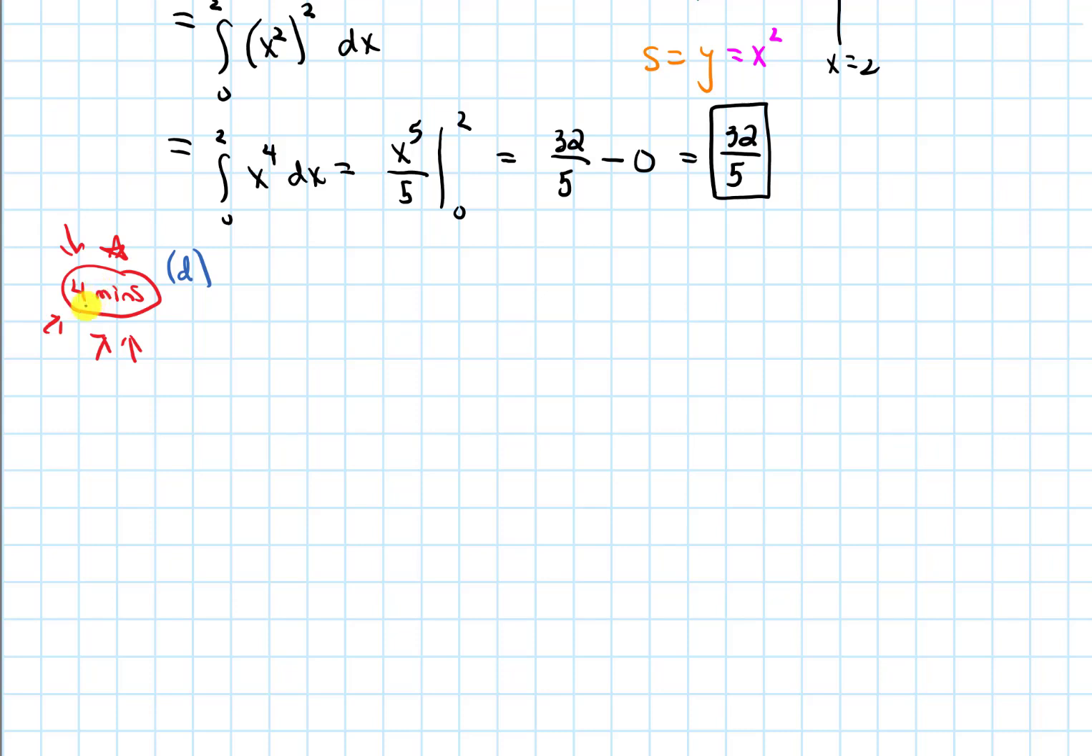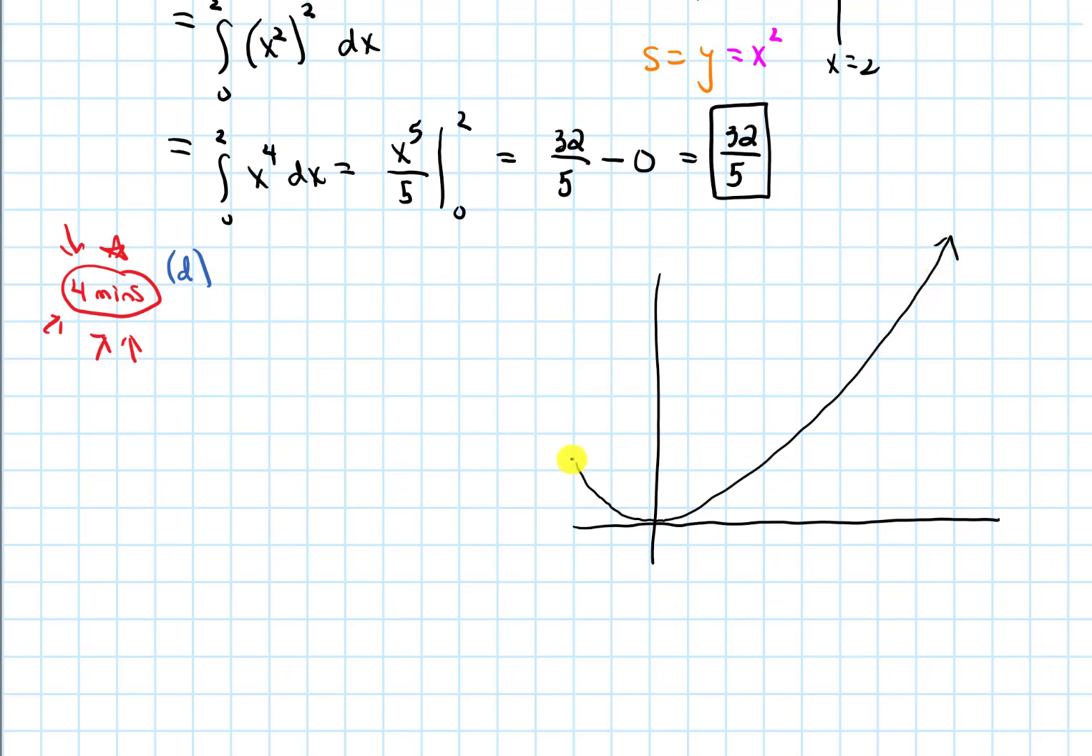All right, so hopefully you did that. Hopefully you paused it and tried it for about 4 minutes. Let's talk about it. So I'm going to draw a picture. We'll have our axes, then we have this parabola shape. We have that line at x equals 2.